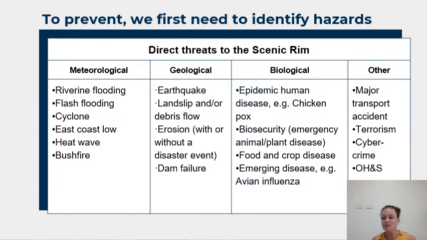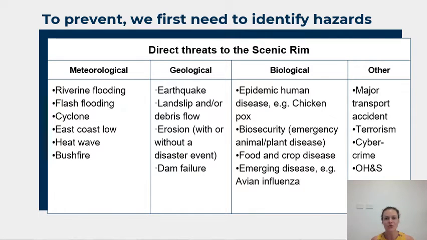So, in order to be able to prevent a crisis or to understand the risks that are impacting our business, we first need to identify the hazards to our business. Now, according to the disaster management plan for the Scenic Rim, the biggest floods for the area are riverine flooding, flash flooding, cyclones, east coast lows, heat waves, and of course, bushfires. Other geological threats include earthquakes or landslips, erosion with or without a disaster event attached to it, and dam failure.